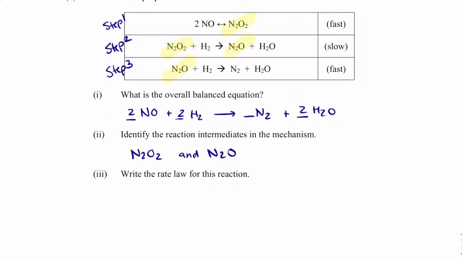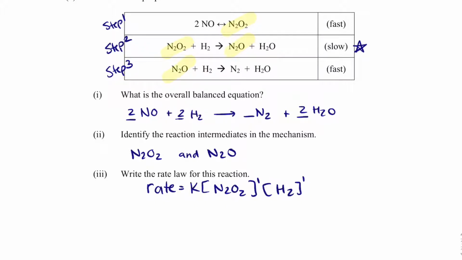And then what we want to do, and this is the part that people goof up on, and this is difficult, so I can understand why, but we have to make sure we understand how to do this. We want the rate law for the reaction. Well, we've talked about that the rate law is going to be based on that rate determining step, which is the slow step. So I'm going to go ahead and write that. Rate is equal to K N2O2 to the first power, and then H2 to the first power.